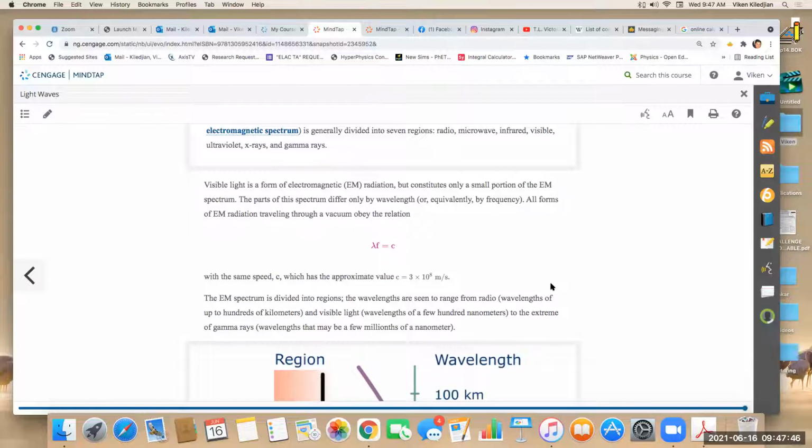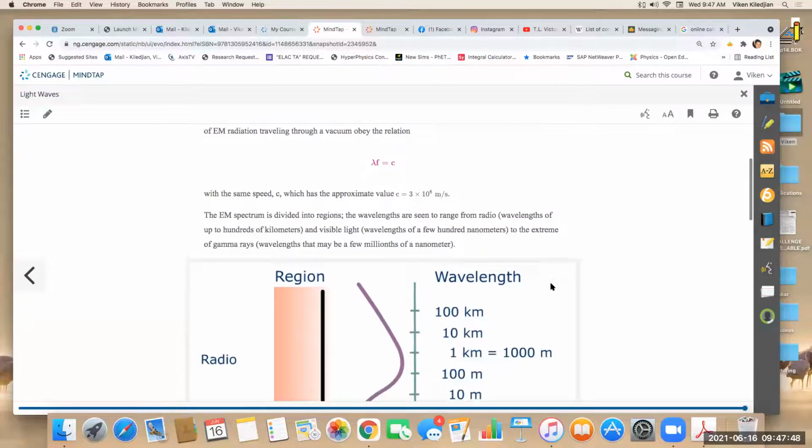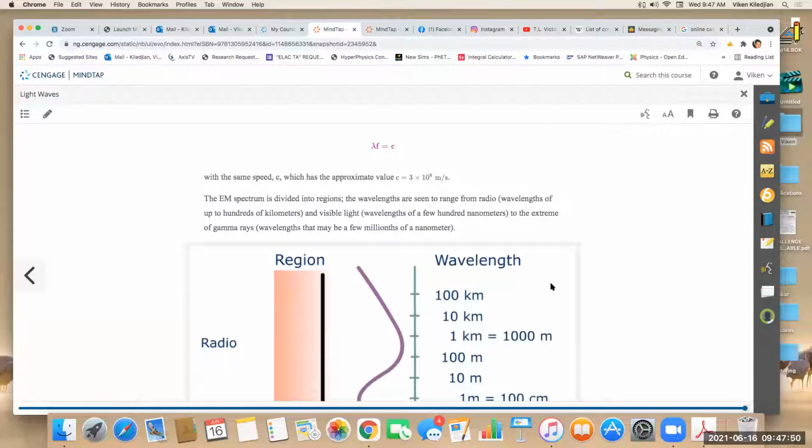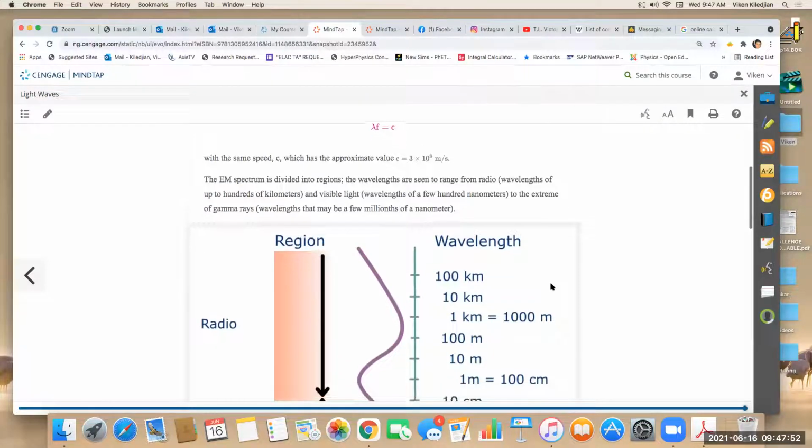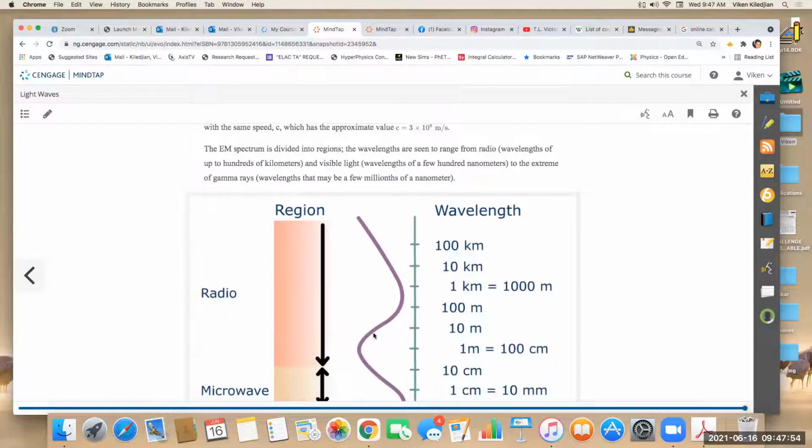So the electromagnetic spectrum is divided into regions. The wavelengths are seen to range from radio. So radio waves are the region of the electromagnetic spectrum that are the largest in wavelength. You see, this is depicting that their waves are huge, especially AM waves. AM waves are the largest. That's why you can hear it in mountain ranges.